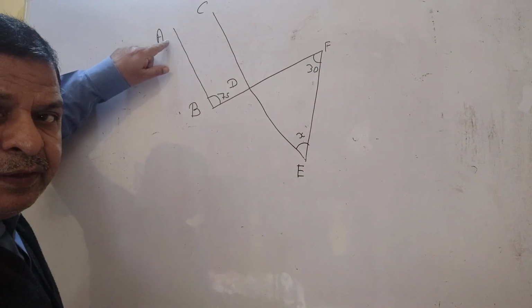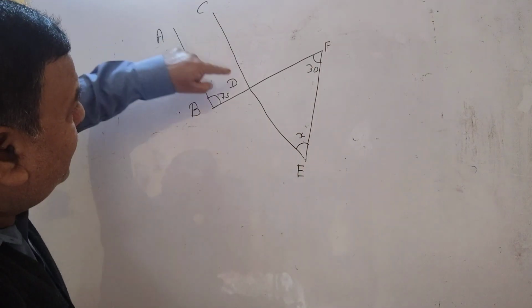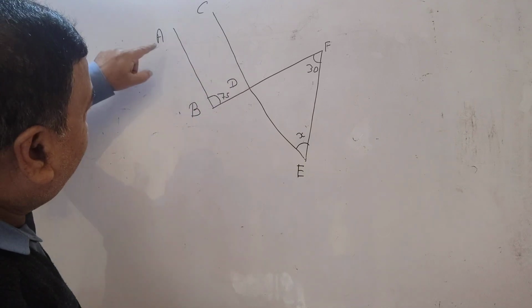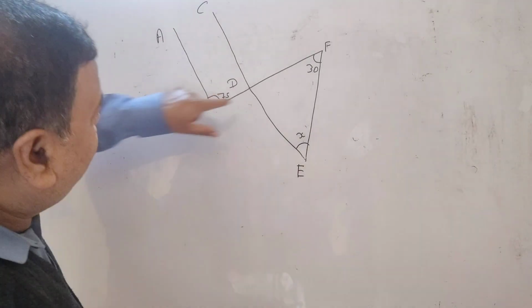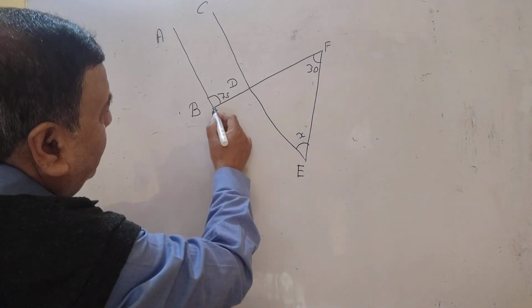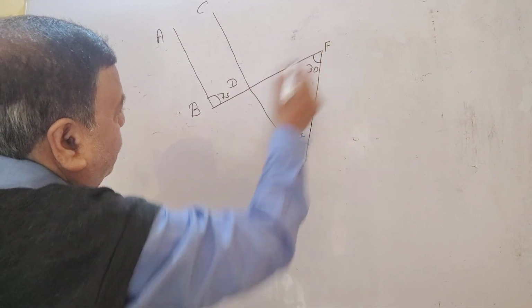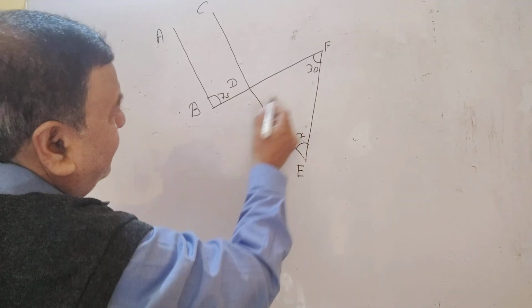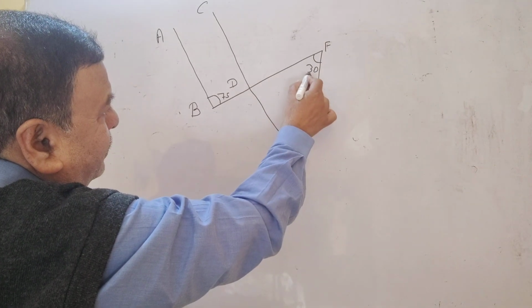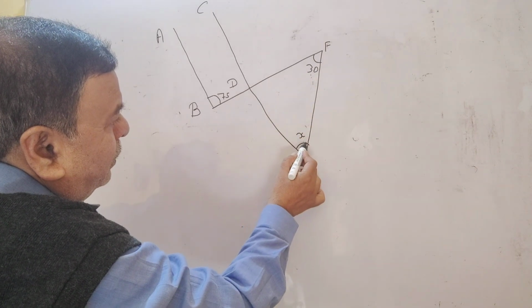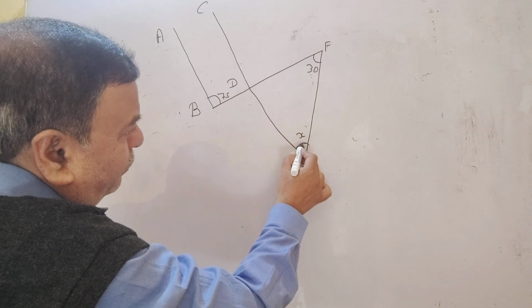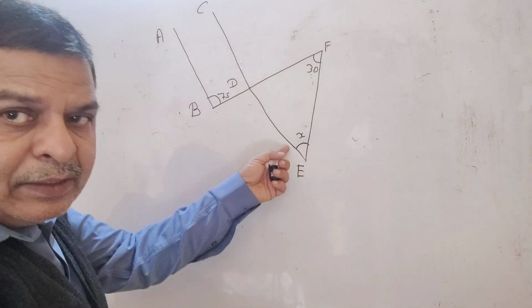So let me repeat this. AB and CD are parallel lines. This angle ABD is given 75. BD is extended up to F and CD is extended up to E. This makes a triangle. This angle is given 30. We have to find out this angle, one of the angles of the triangle. So how to do this?